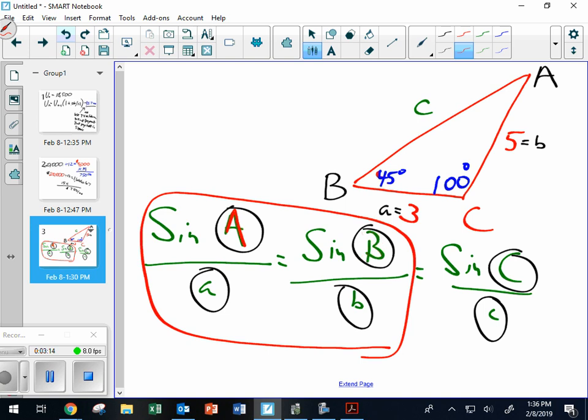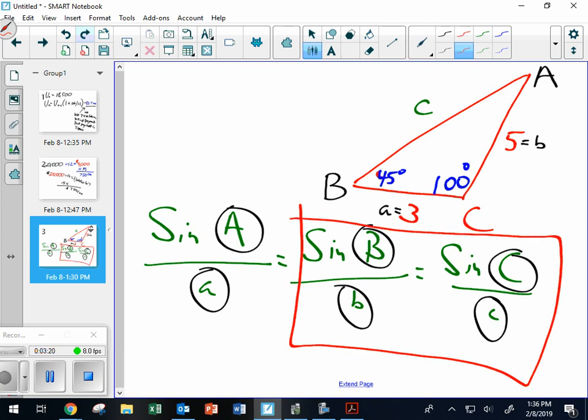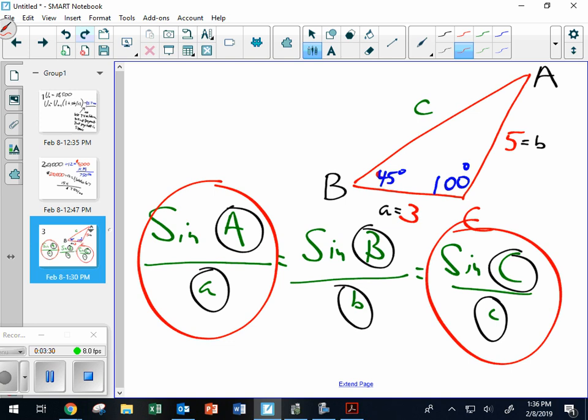Or if that didn't work, then I'd have to move over to maybe these 2 guys over here, and have 3 out of the 4 pieces of information. Or if that doesn't work, I have to get this and this to be equal to each other, and I'll have 3 out of 4 pieces of information. One of those is for sure going to work.